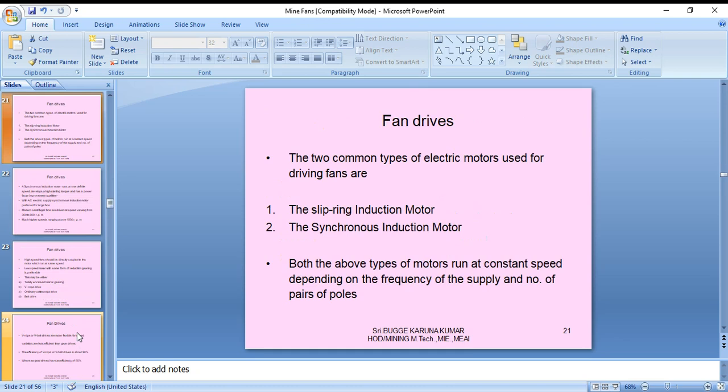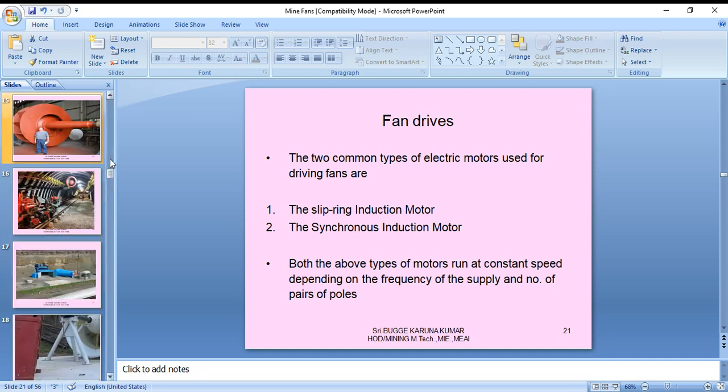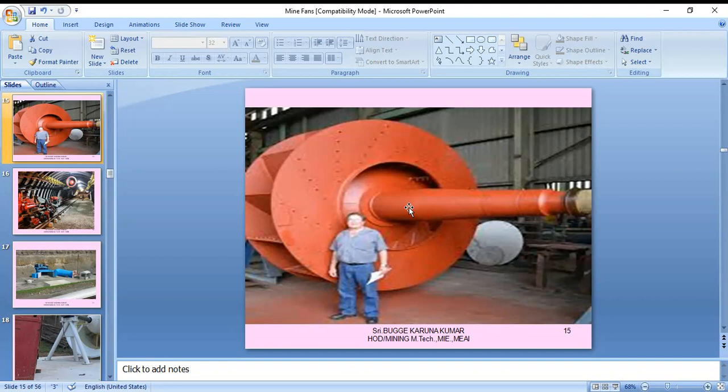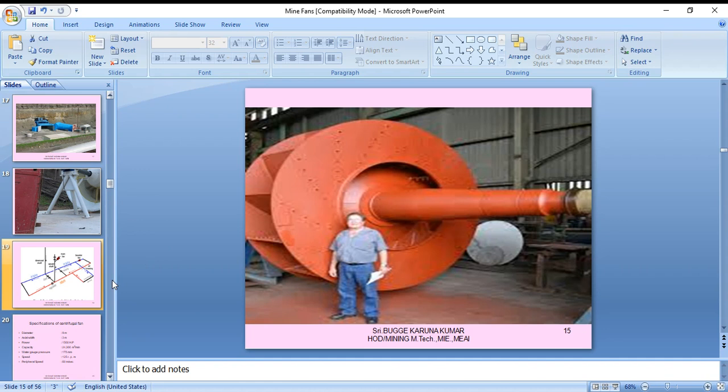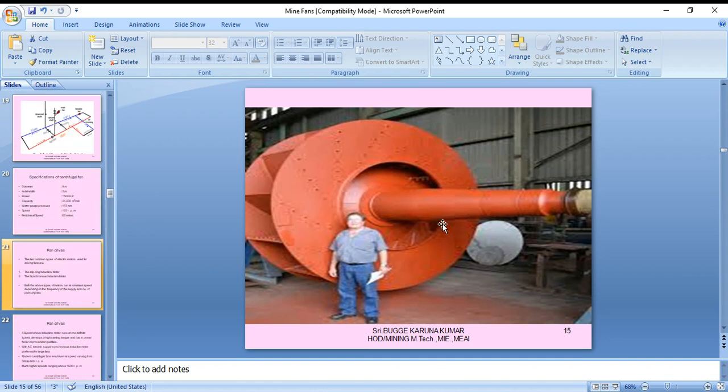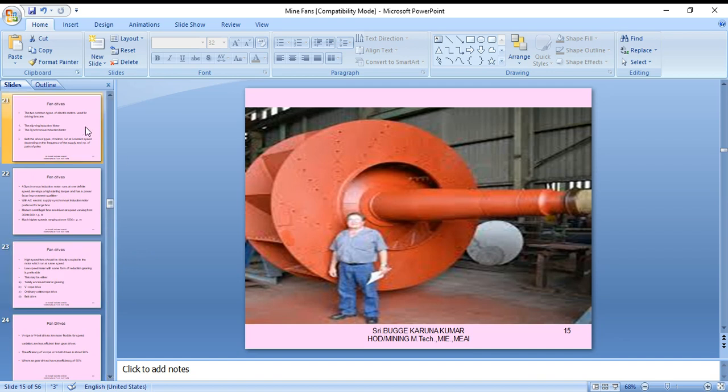So what are the fan drives? That means the prime mover, which rotates the impeller. Here you see this is an impeller. For rotating it, this shaft is connected to the motor. So what drives it is called the drive. Which drive will be rotating this shaft? Such drives will be given. I will explain it here.